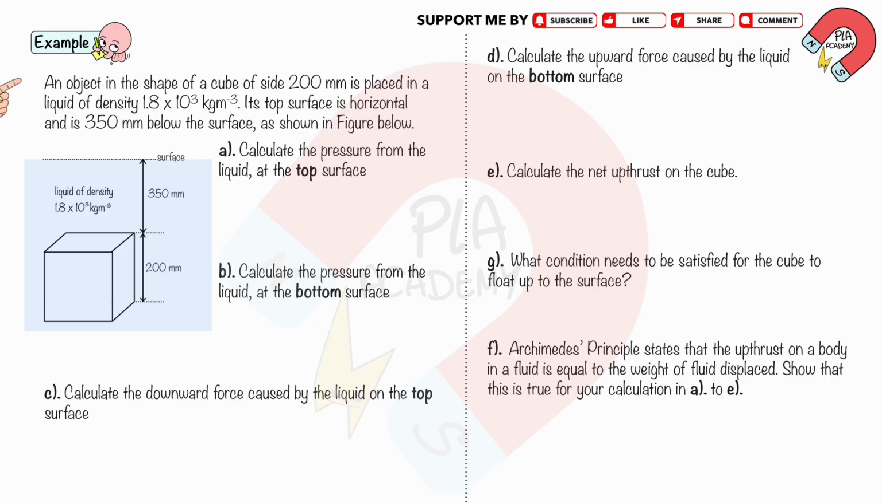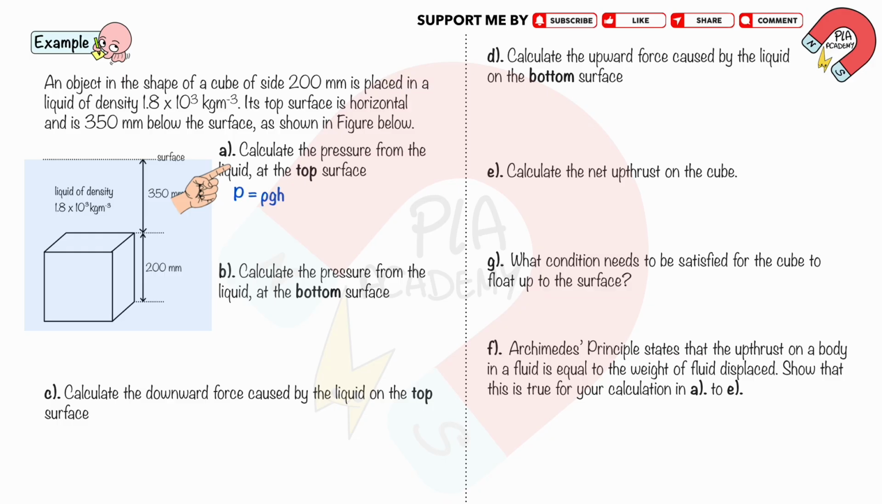Work example. An object in the shape of a cube of side 200 mm is placed in a liquid of density 1.8 times 10 power 3 kilograms per cubic meter. Its top surface is horizontal and is 350 mm below the surface, as shown in the figure below. A. Calculate the pressure from the liquid at the top surface.